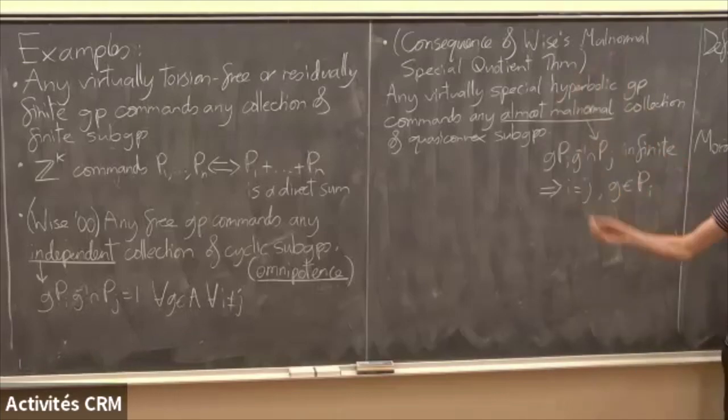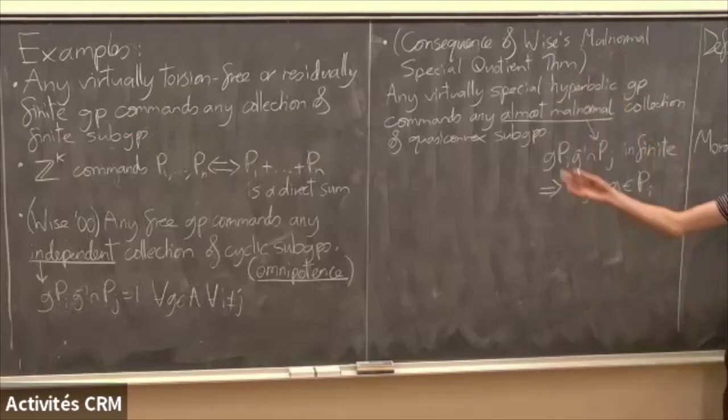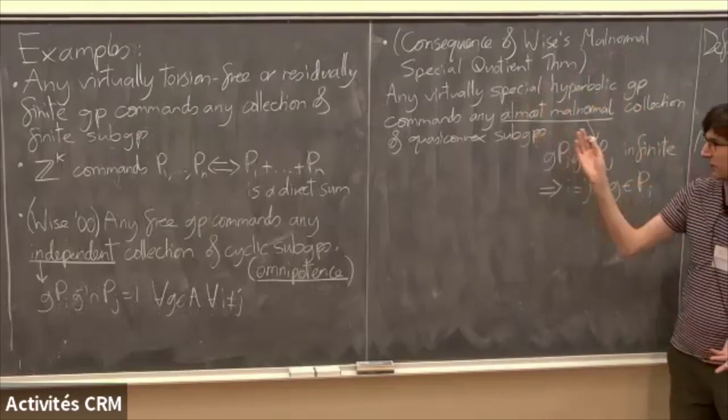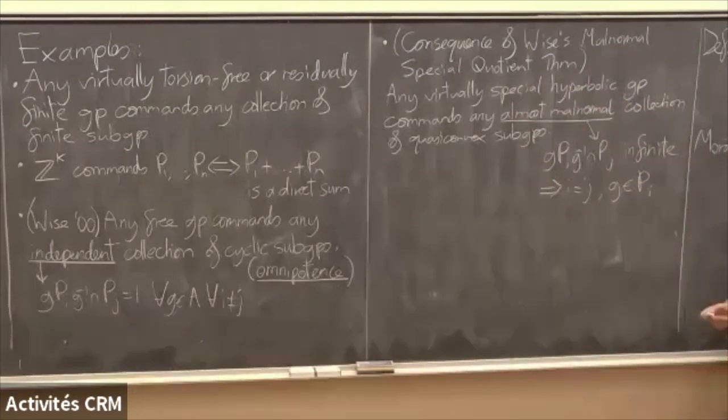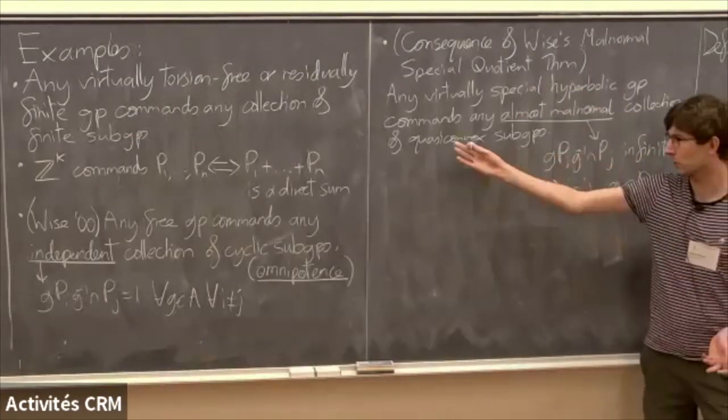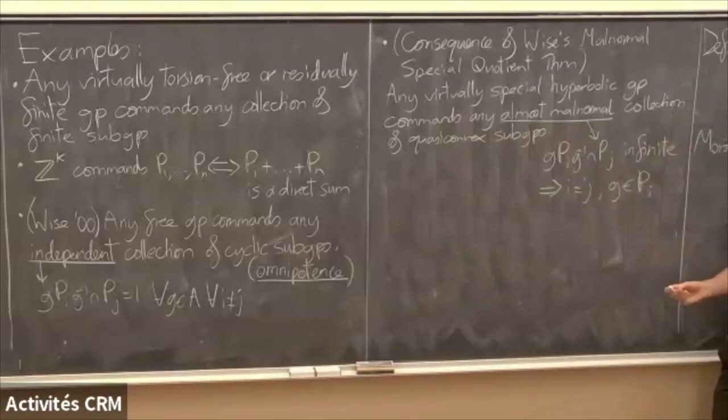Yeah, so as you can see, this example is a very, very general, very powerful example. It holds for all virtually special hyperbolic groups. So for instance, many small cancellation groups, closed hyperbolic three-manifold groups. And also the allowed subgroups is far more general. It's not just looking at cyclic subgroups, but we can look at all quasi-convex subgroups, as long as the collection has this almost malnormality condition.